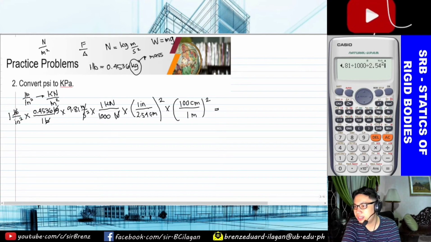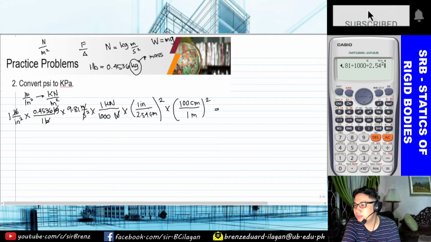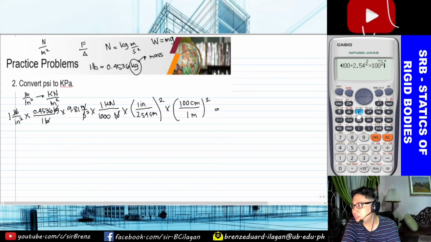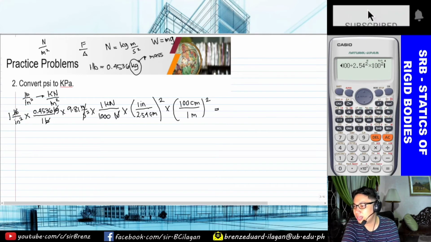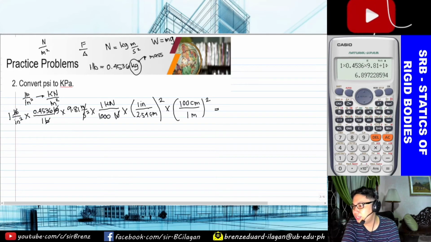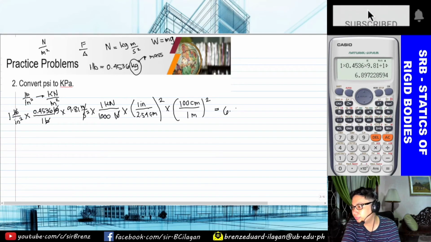So, yung ibabaw naman, kahit hindi mo na siya i-input sa calculator kasi yung 1 squared mo is 1 lang din, di ba? So, kahit i-times ko yan ng 1, wala rin naman mangyayari. So, neglect lang natin yung 1 squared. So, times 100. Kaso naka-squared lang din siya. So, squared natin. Kapag nasa ilalim yung 1, kung i-squared mo yan, 1 pa rin naman. So, yun pa rin yan. So, the conversion is 6.8972 kilopascal. Alright.